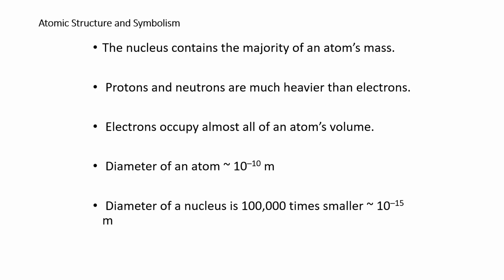The nucleus contains the majority of an atom's mass. Protons and neutrons are much heavier than electrons. But electrons occupy almost all of an atom's volume. The diameter of an atom is about 10 to the negative 10 meters. The diameter of the nucleus is 100,000 times smaller.